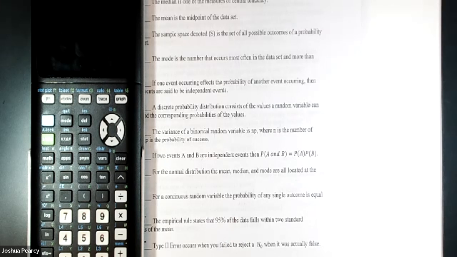The empirical rule states that 95% of the data falls within 2 standard deviations of the mean. True. So know the empirical rule. I forgot to tell you all that. Y'all remember what it is? Within 1 standard deviation, it's 67? 68, okay. Some people use 67, some use 68. Then 95 is within 2, and then 99.7 is within 3.